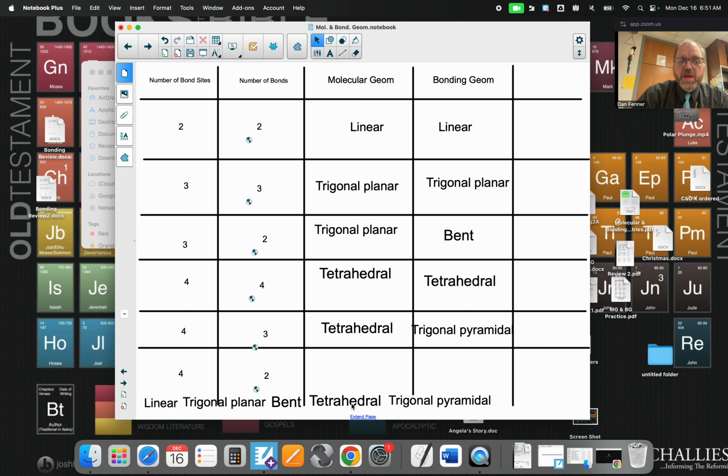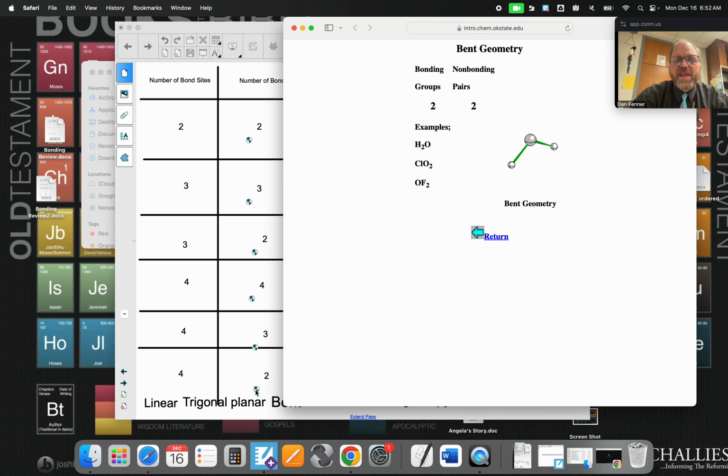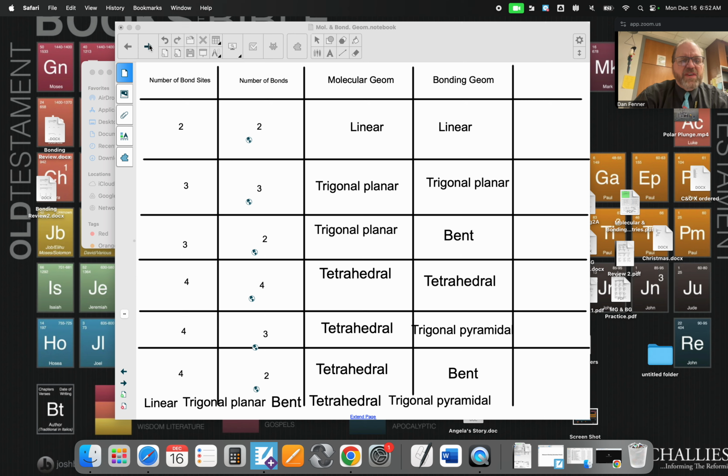Four bond sites, two bonds. Molecular geometry is still tetrahedral. Bonding geometry, we lose one more. We're back again to a structure where the line is not straight, but rather it is bent. So the structure looks like that. There we go. Alrighty.